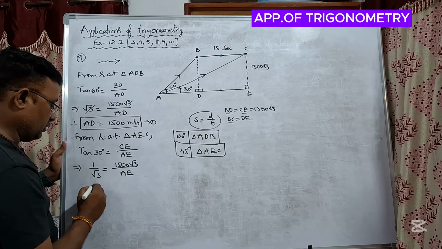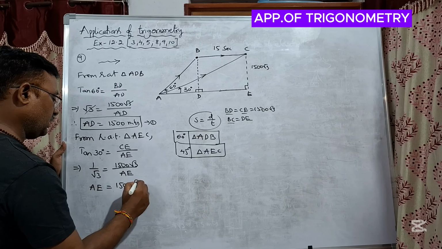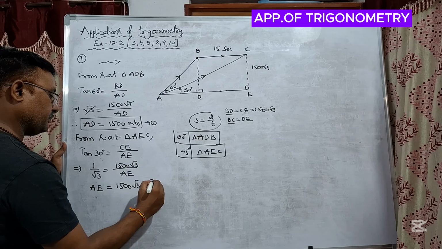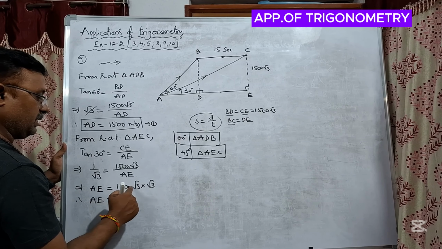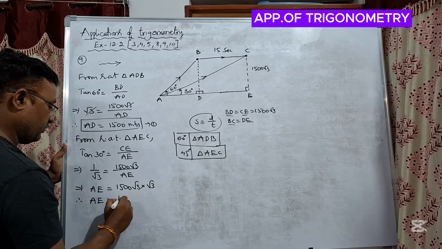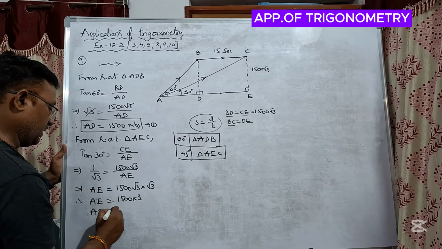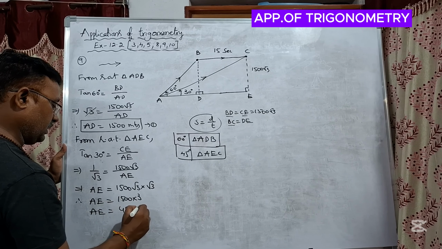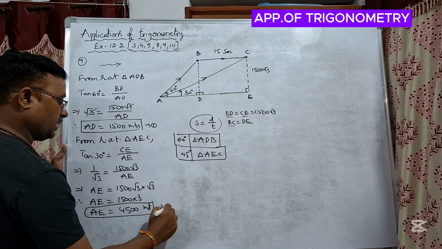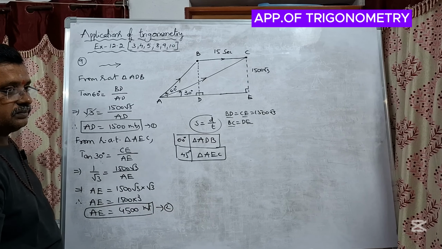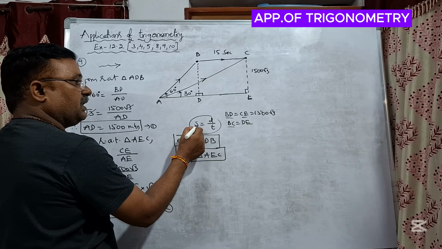Cross multiply: AE into 1 is AE equal to 1500 root 3 into root 3. Therefore, AE is equal to 1500 into 3, that is AE is equal to 4500 meters. This is the value we are getting from the second right angle triangle. Let it be equation 2. Understood, Nana? But our aim is to find out the speed of the jet.